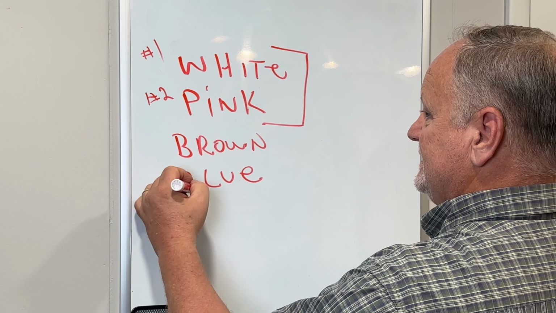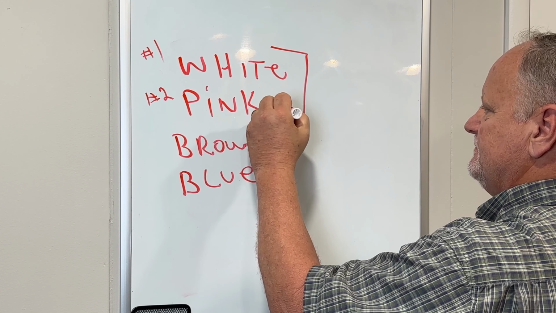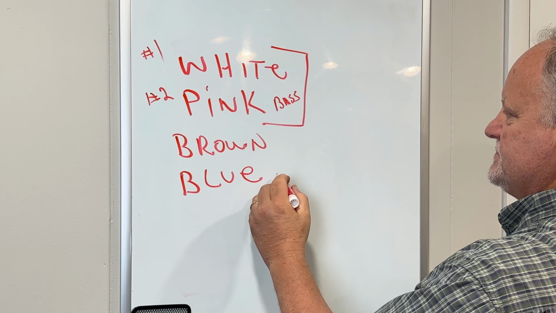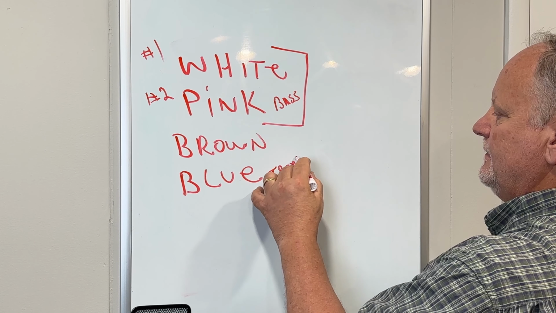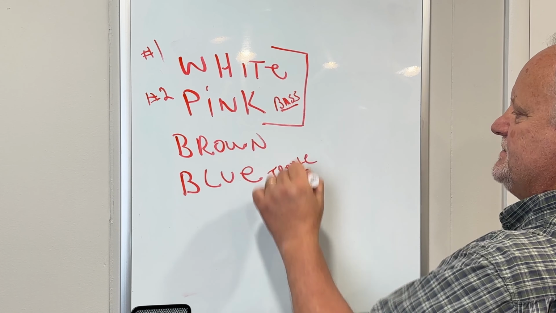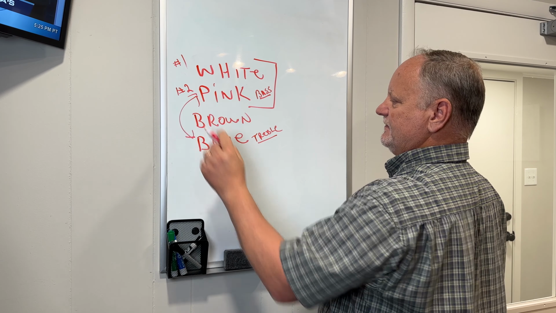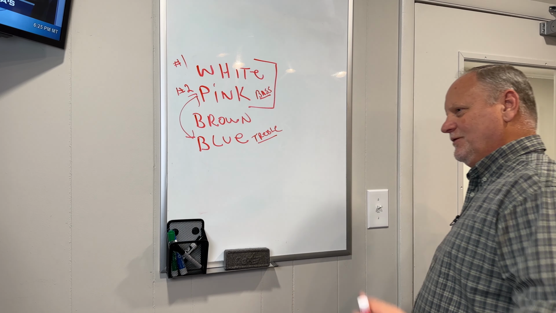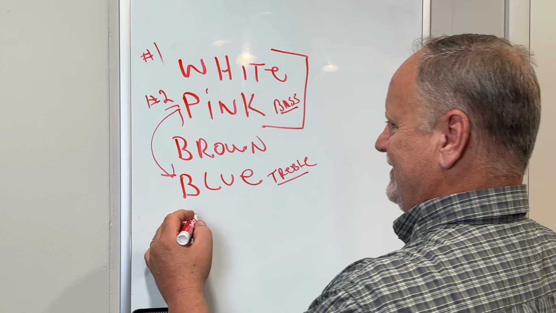Now the next one is blue noise. Blue noise is the opposite of pink. Pink has the bass, right? Blue is the opposite. It's going to have a lot of treble in it. Bass and treble are totally opposite of each other. Nobody likes that. You're not going to sleep too well with blue noise.